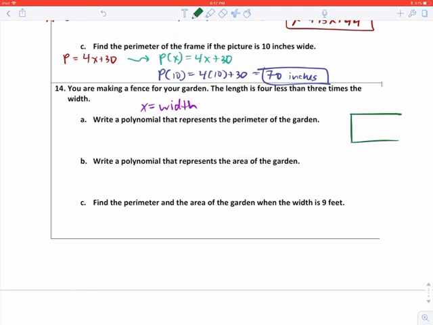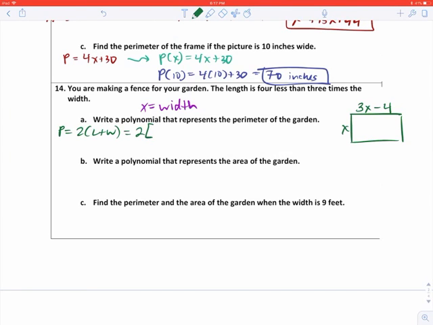All right, so let me draw my garden. If x is my width, I can represent the length then as 4 less than 3 times the width. All right, so let's go ahead and go through the perimeter and the polynomial. Perimeter was, if we recall from up above, of a rectangle, 2 times whatever the length and the width combined are.